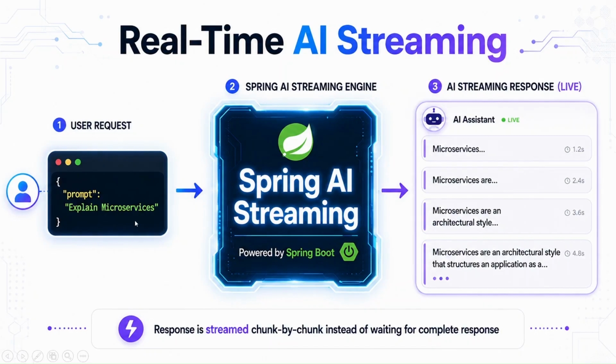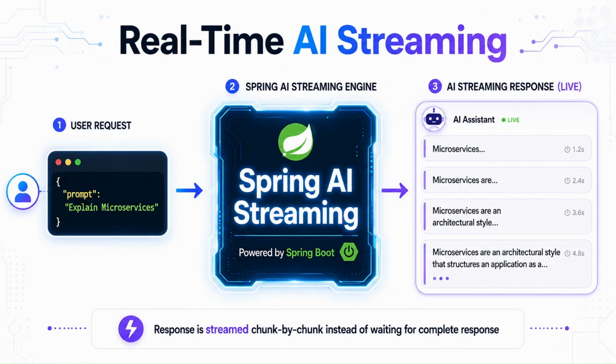So for example, let's say my question is: explain microservices. As AI is producing this response, for example, microservices, and then architecture style, all of this I should be able to see on my browser or in the Postman. So this is our agenda.